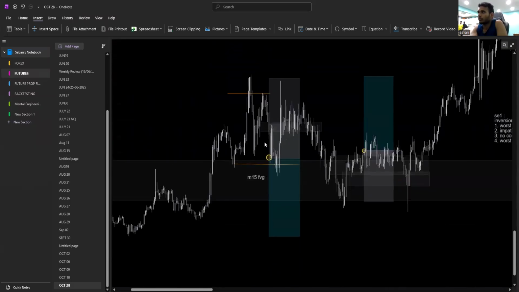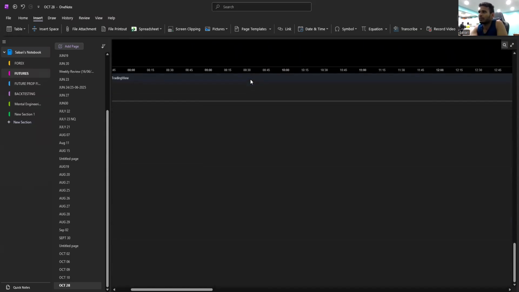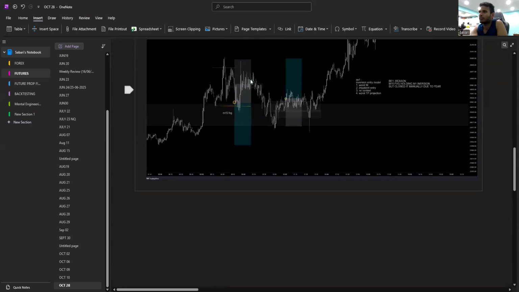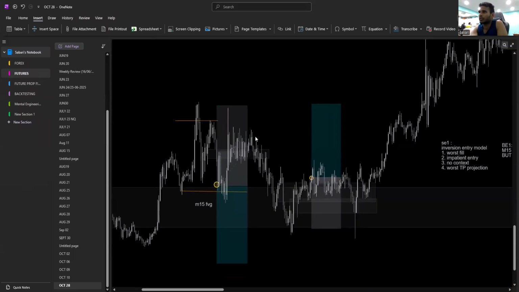So now, market open, manipulating higher. As soon as I get this inversion, I enter my position right here. Put the stop at this high. This is the one I need to check out.